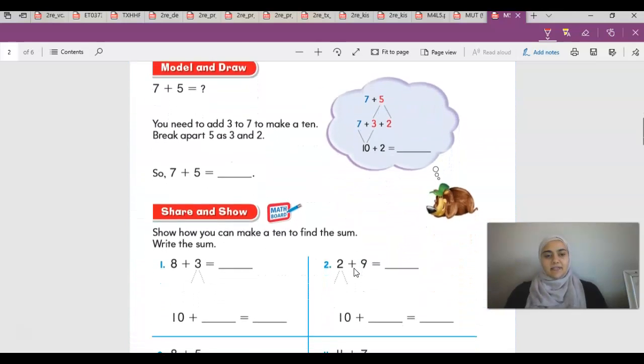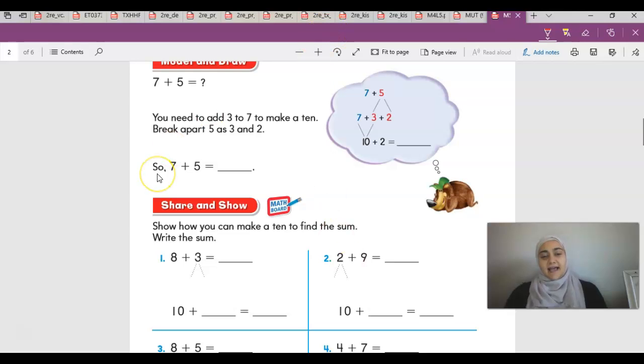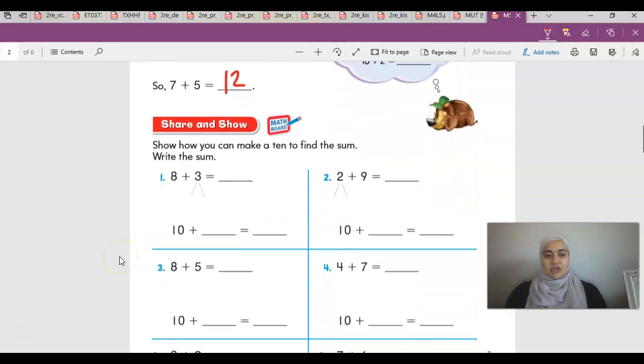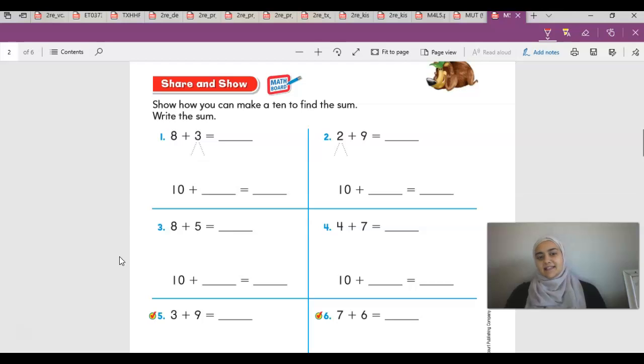It says 7 plus 5 equals what? You need to add 3 to 7 to make a 10. Break apart 5 as 3 plus 2. So 7 plus 5 must be... So this is what he means. He says 7 plus 5. He says 7 plus 3 makes 10. So then I know, because it's easy to add 10 plus another number, right? So 10 plus 2 is 12. So that must mean that 7 plus 5 is 12. So they want us to show how we can make a 10 and then add the 10 to what?